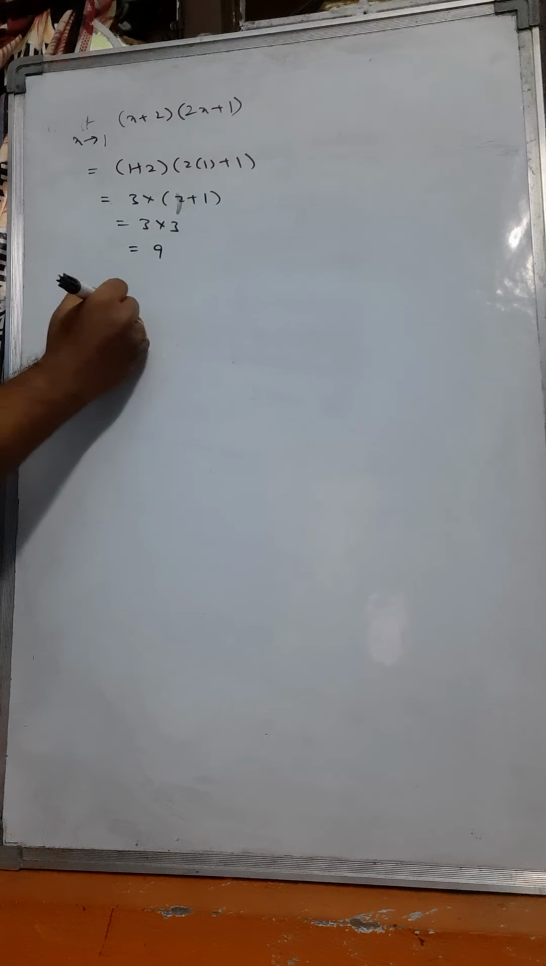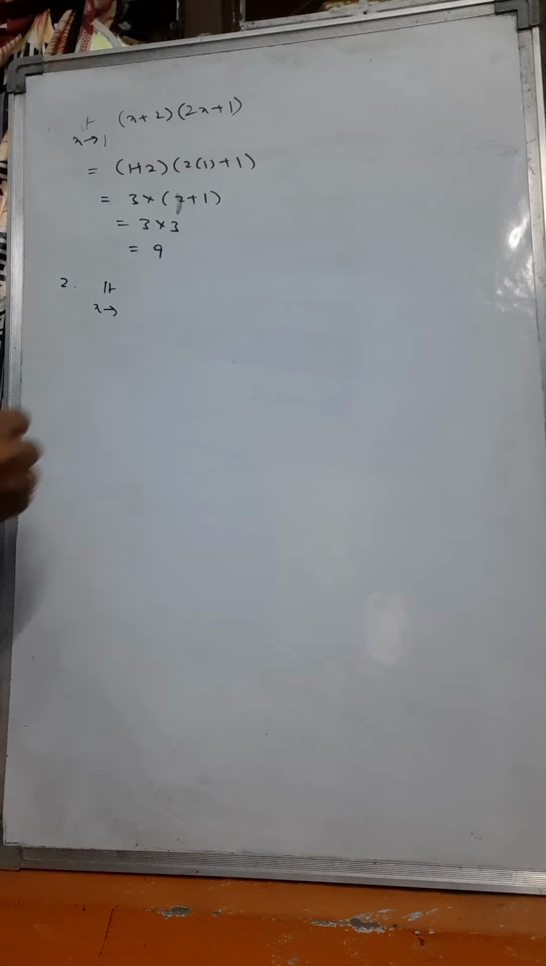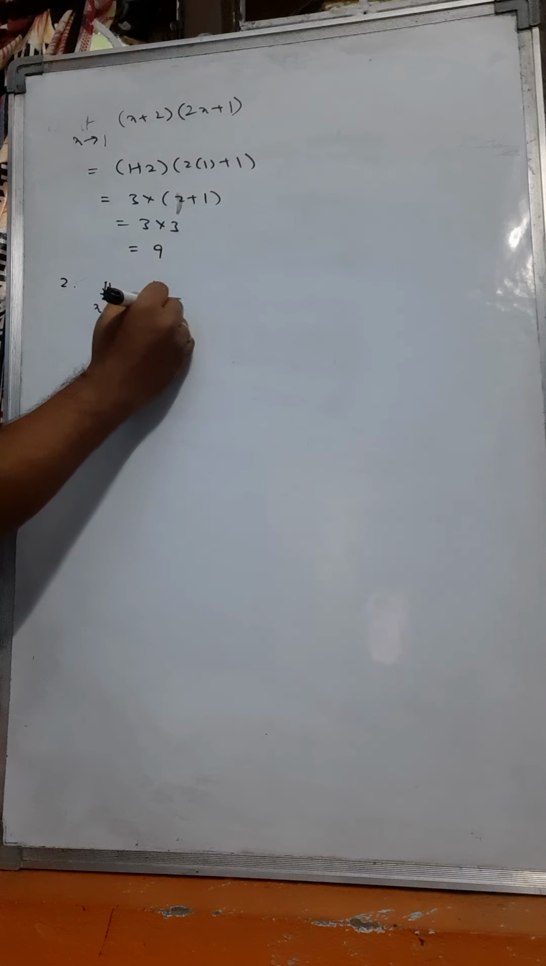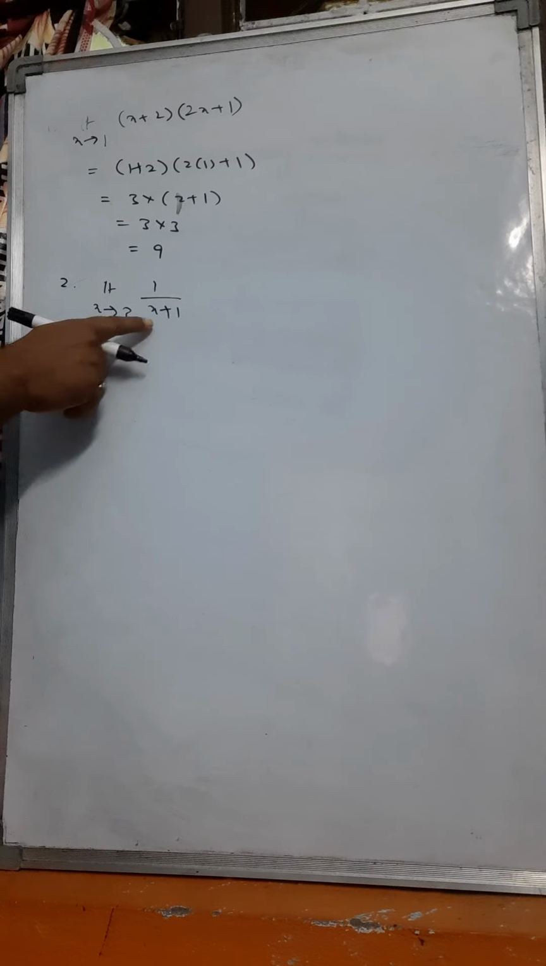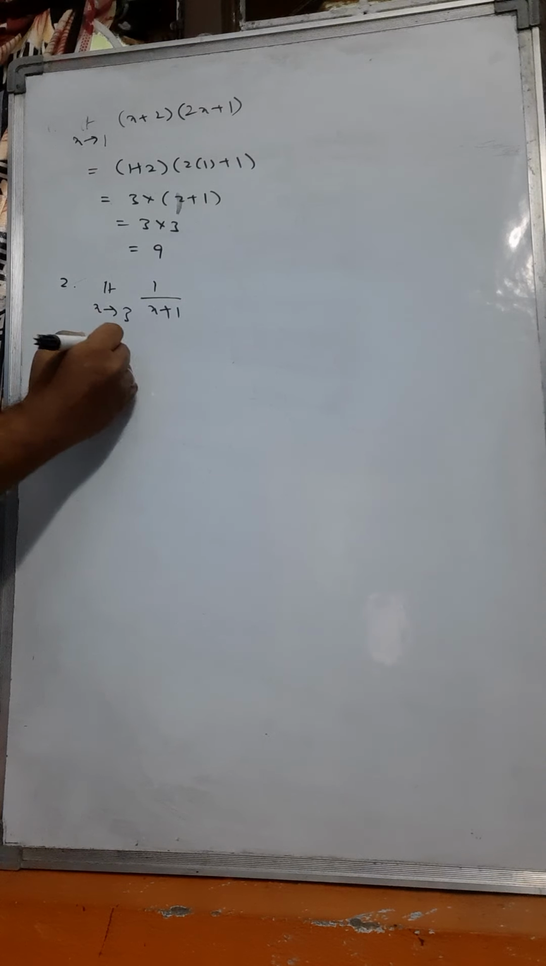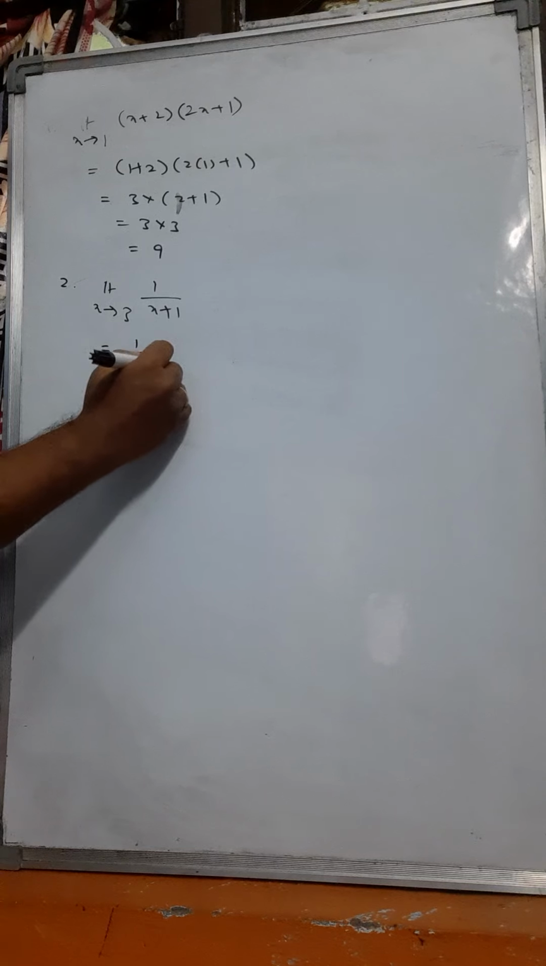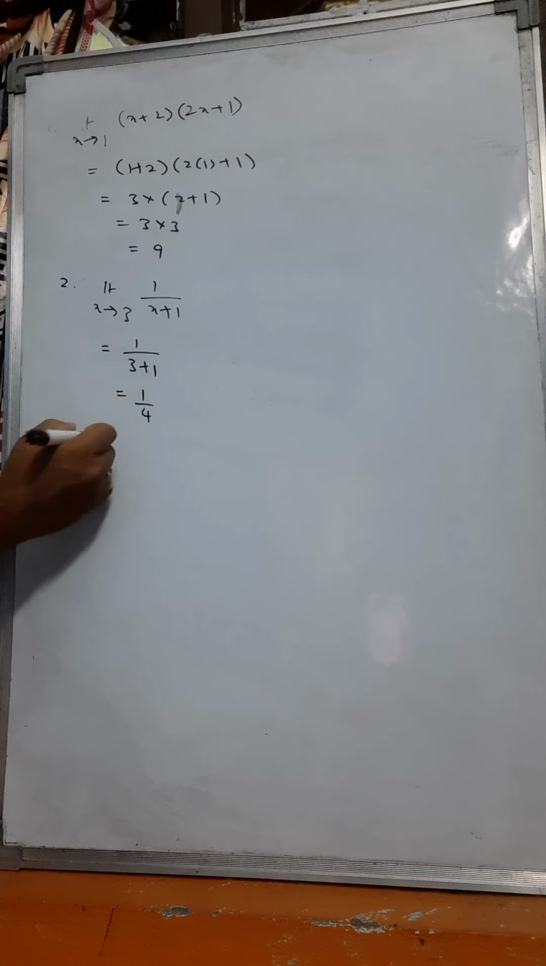Second problem: limit x tends to 3, 1 by (x plus 1). Here there is no problem, we can put 3 directly. So 1 by (3 plus 1) is equal to 1 by 4.